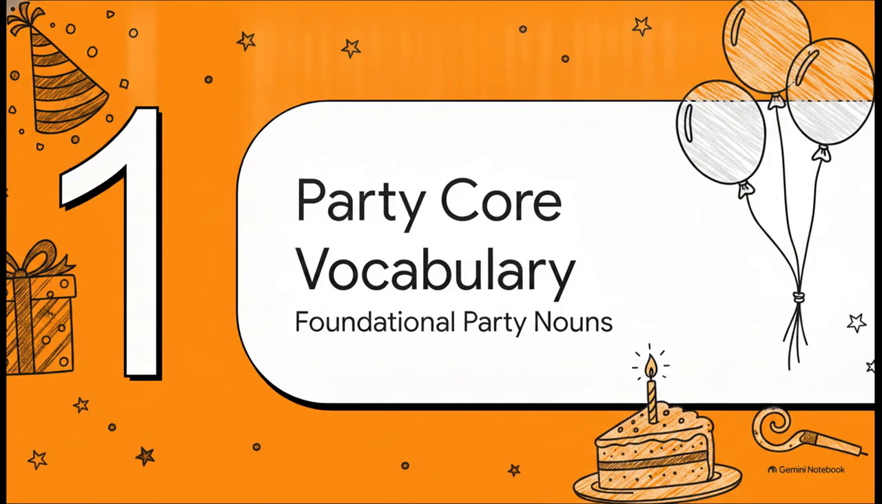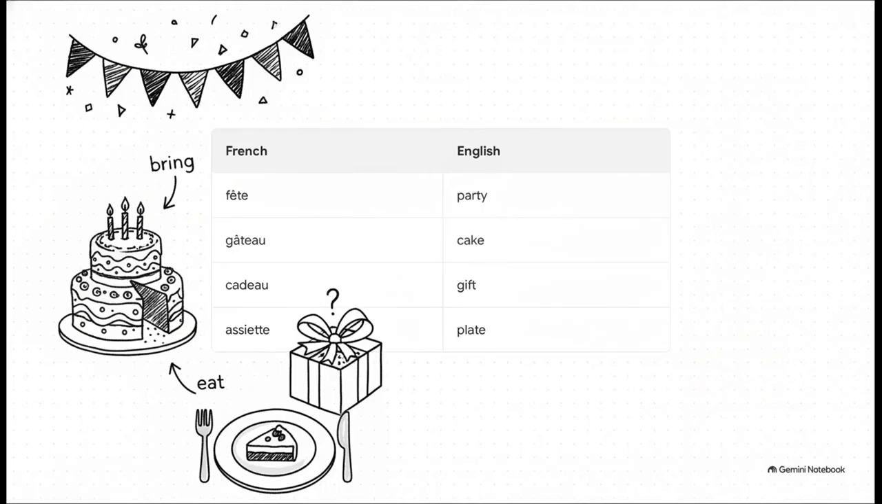We're starting with those foundational party nouns. Picture this. You're heading to a birthday celebration. What are the absolute basics you need? Well, first up is the event itself, right? Fête, which means party. Though, fun fact, if you're in Quebec, you're actually going to hear people use the English word party, like on party, quite a bit alongside fête. Anyway, you can't have a solid celebration without a gâteau, a cake.